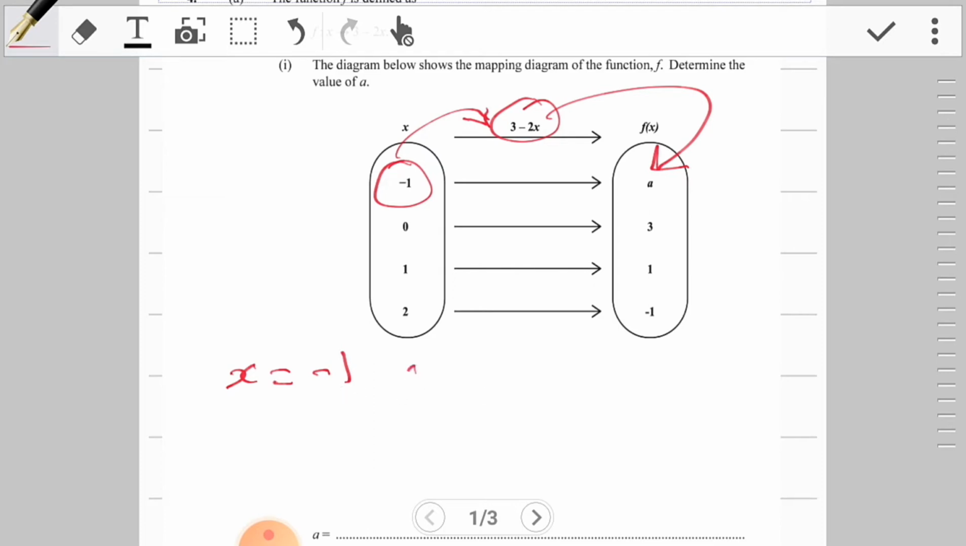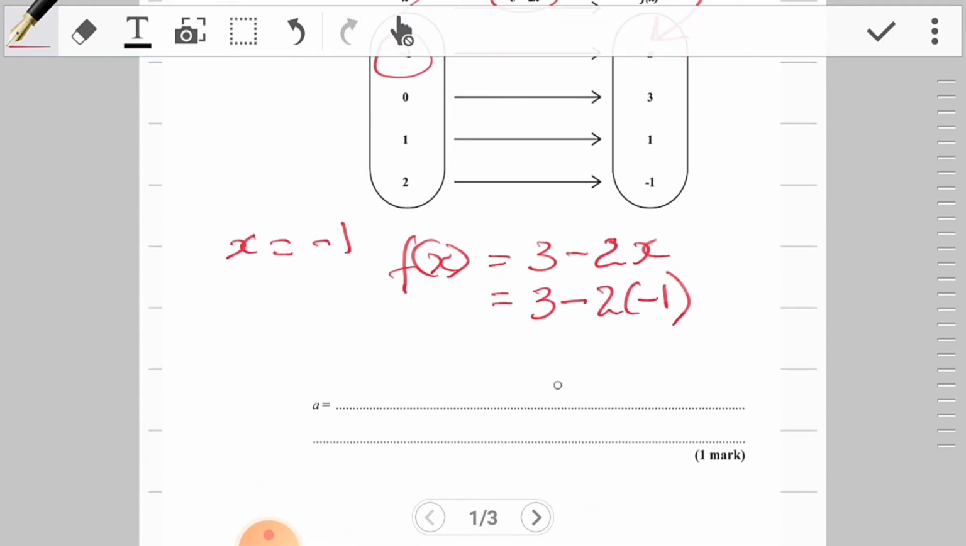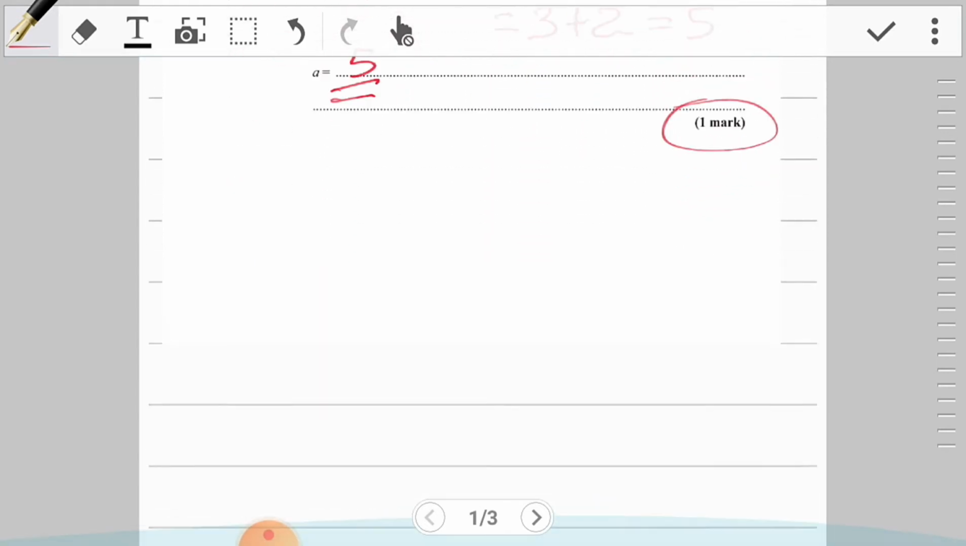So here's the deal. f of x is equal to 3 minus 2x. x is equal to -1. So we're looking at 3 minus 2 times -1. This is equal to 3 plus 2, and this is 5. So a is equal to 5. All right, let's move on to the next question.